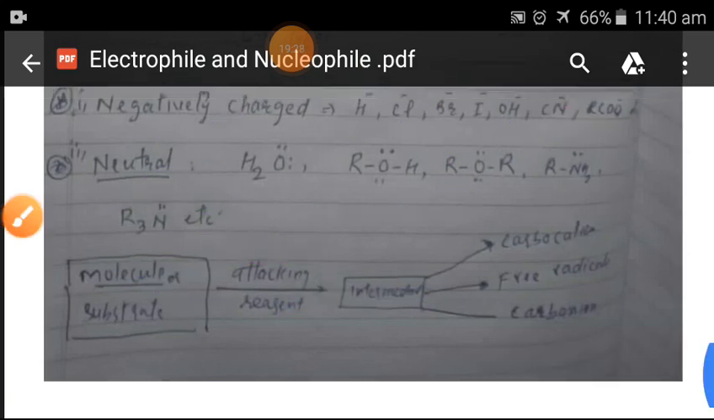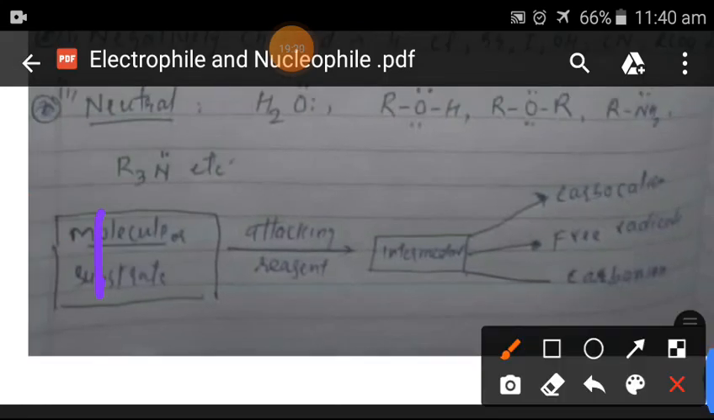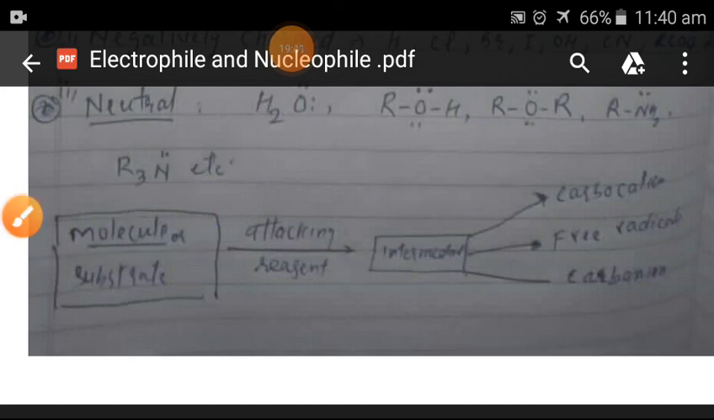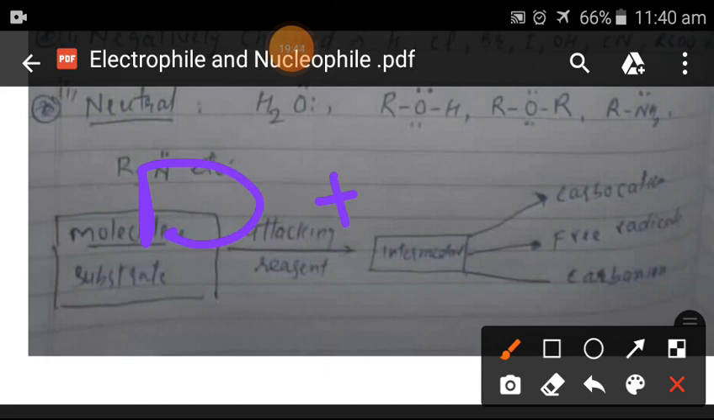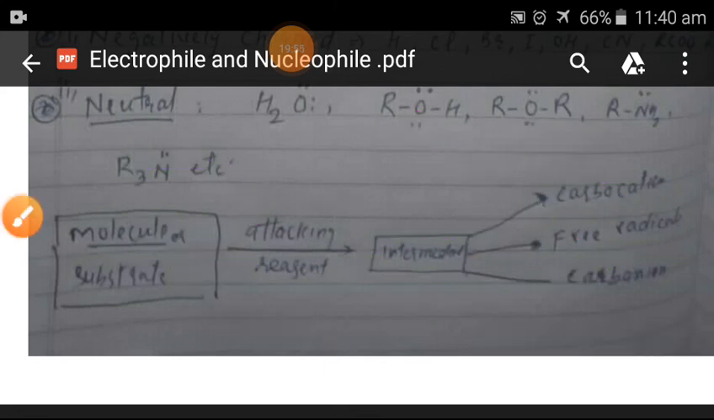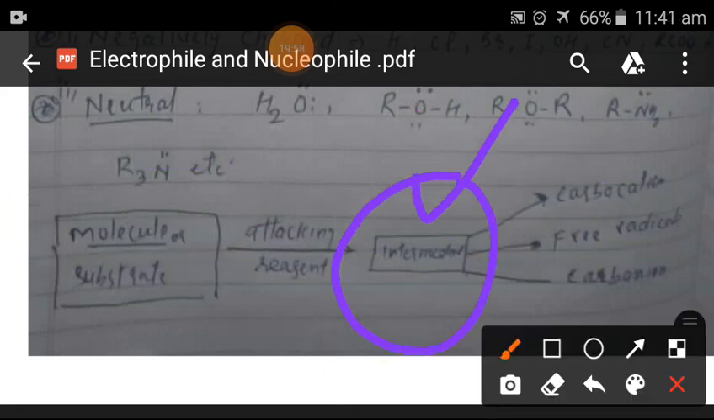Clear? So in general, in a molecule there is a substrate, and on this substrate there is an attack of either an electrophile or a nucleophile. When there is an attack of an electrophile or nucleophile, reaction intermediates are formed. The reaction intermediates we have already discussed are carbocations, free radicals, or carbanions. So this was all about today's topic. Hope you understand. Clear?